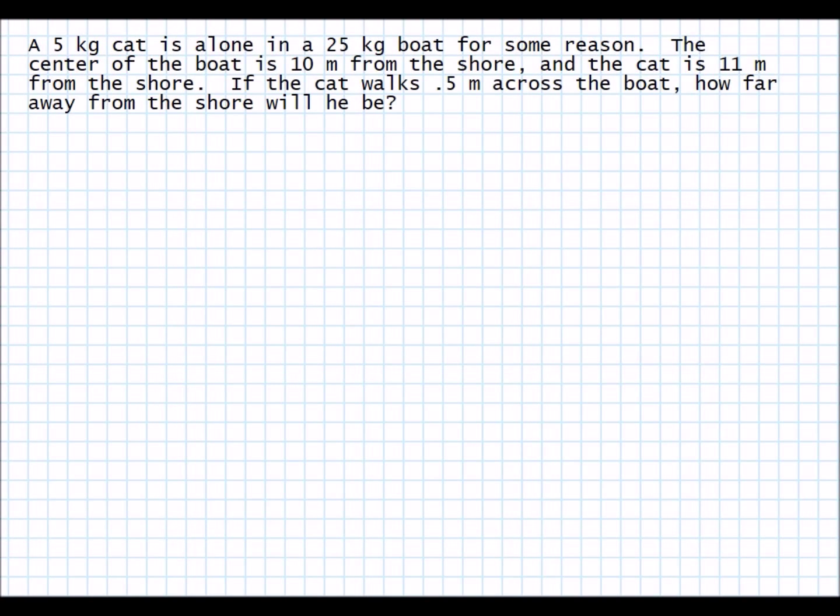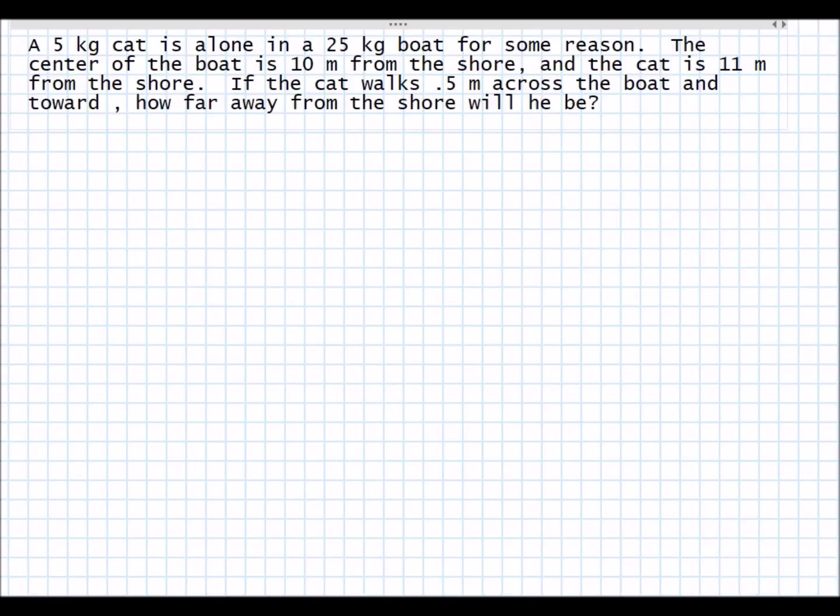Okay, here we have a center of mass problem. A 5 kilogram cat is alone in a 25 kilogram boat for some reason. The center of the boat is 10 meters from shore, and the cat is 11 meters from the shore. If the cat walks 0.5 meters across the boat and toward the shore, I should have specified, how far away from the shore will he be?